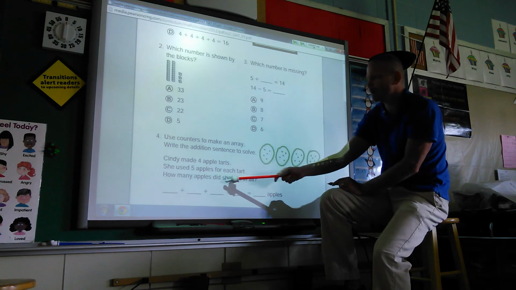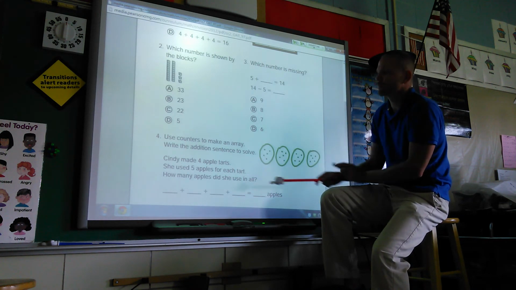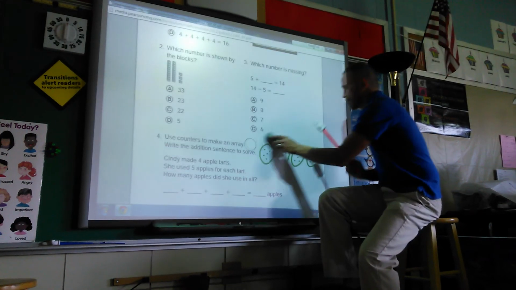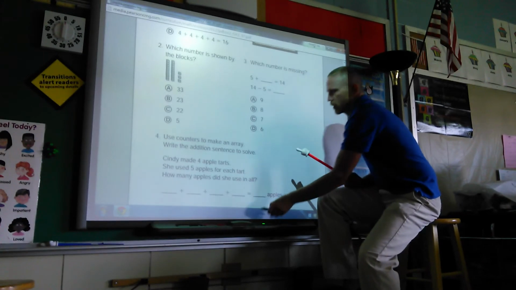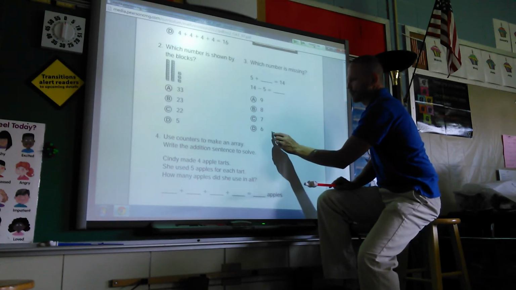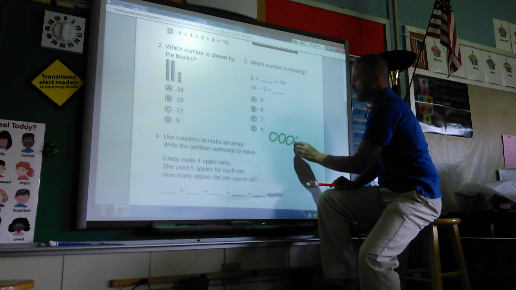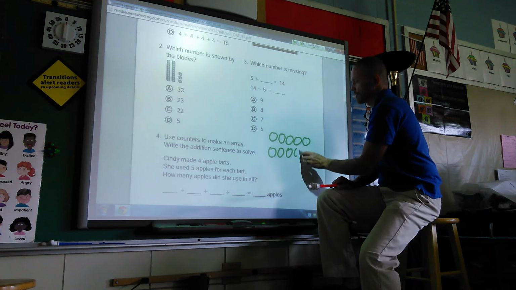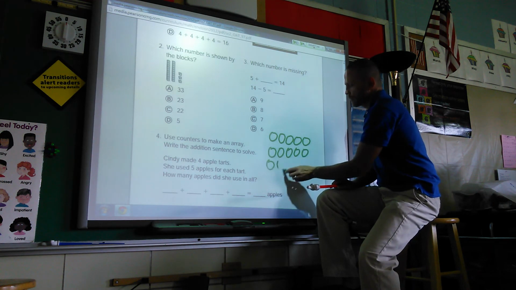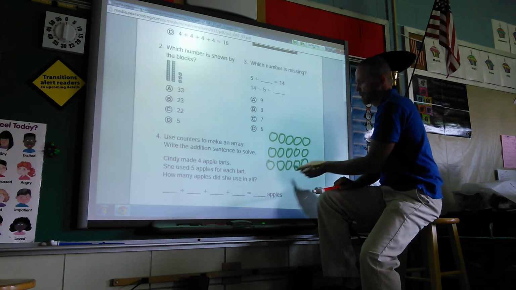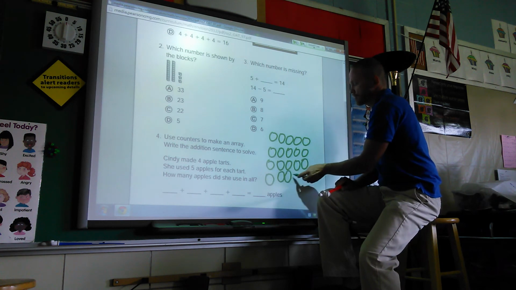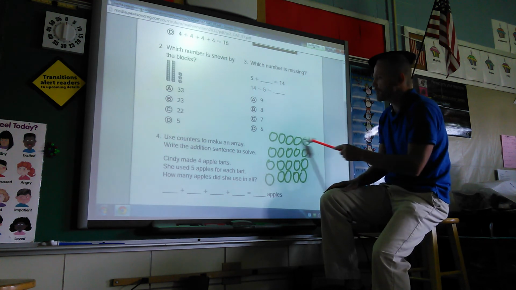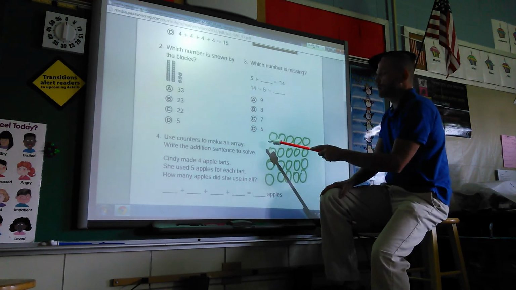It says, how many apples did she use in each tart? Oh, let me go back to this. Now I've messed up. It says, use the counters to make an array. So to do this correctly, you should use 5 apples in each tart. There's 1 tart. There's 2 tarts. 3 tarts. And 4 tarts. So this is what your child should have done, even though I instructed them to do something differently. They should have made an array following the directions to show this.